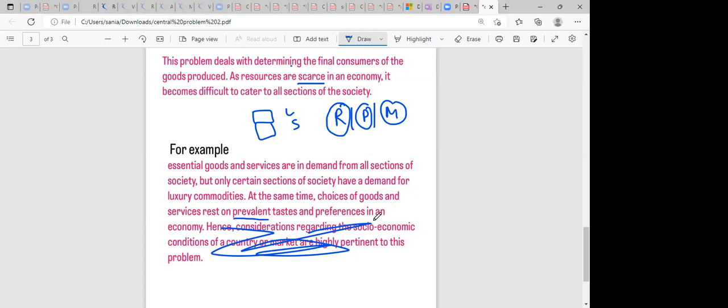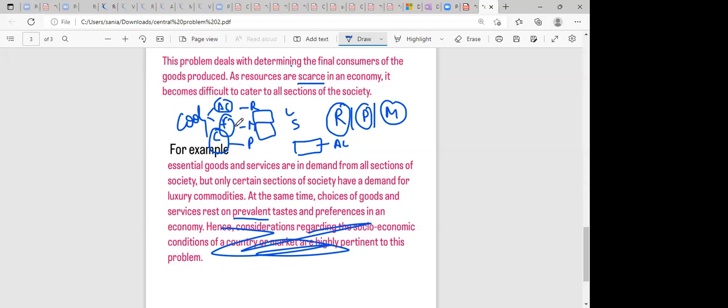There are essential goods demanded by everyone, so you make them for everyone. But there are a few commodities, for example AC, which normal people don't consume, but luxury consumers do. So you have to make a choice. Say I want to produce a cooling thing: you can produce AC, fan, or cooler. If you produce AC, you are producing for the rich section. If you produce a fan, it is for the poor people, and a cooler for the middle class.